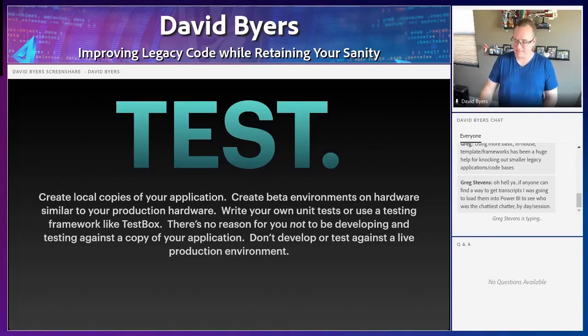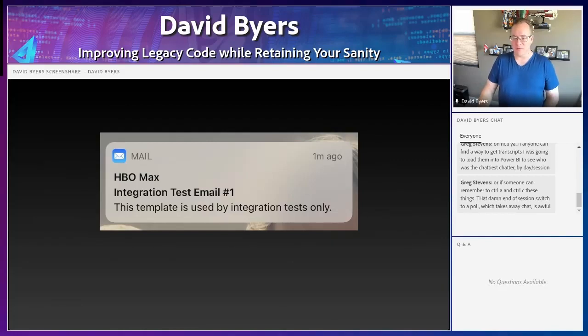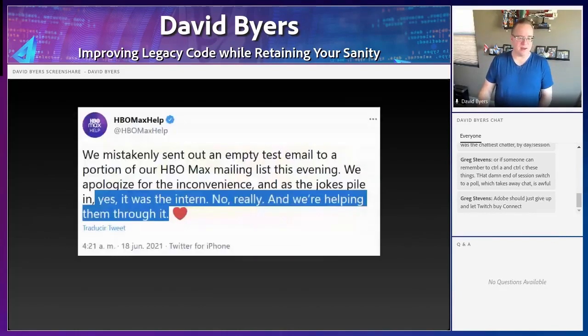I can't tell you how many times I've walked into a company and they said, oh yeah, we just build everything directly on production. Don't develop or test against a live production environment. If you remember last year, HBO Max sent this out to like 1 million or 3 million of their customers all at the same time. Yeah, it's because somebody was testing in production and they tweeted about it. And fortunately, they had a good sense of humor. They, of course, blamed it on the intern.